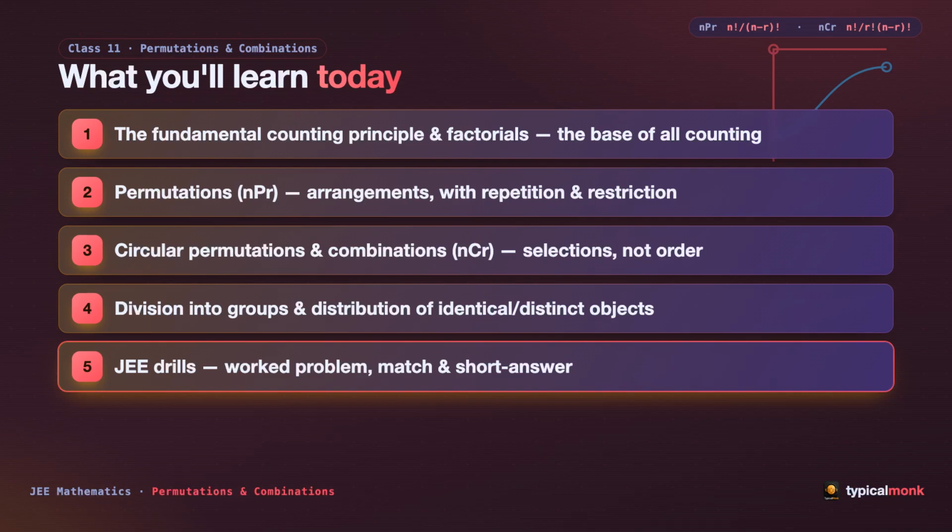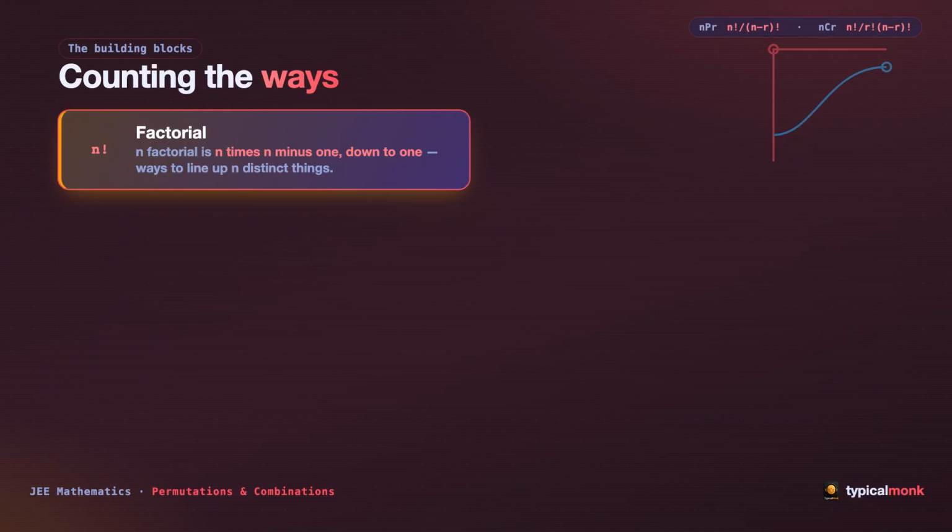So today's ideas become today's marks. Ready? One idea at a time. Let us start with the raw material, the building blocks every formula is made of. First, the factorial. n factorial means n times n minus 1 times n minus 2 all the way down to 1. It is the number of ways to line up n distinct things in a row.